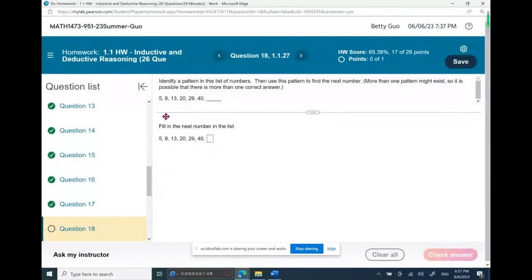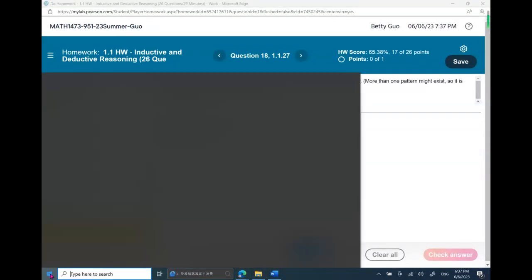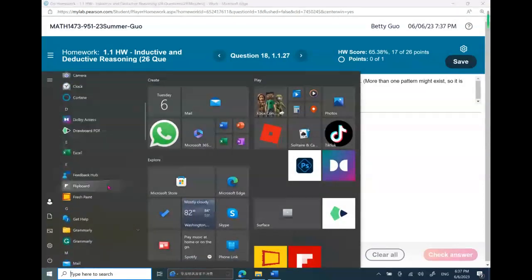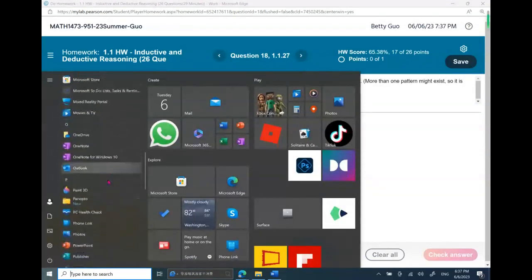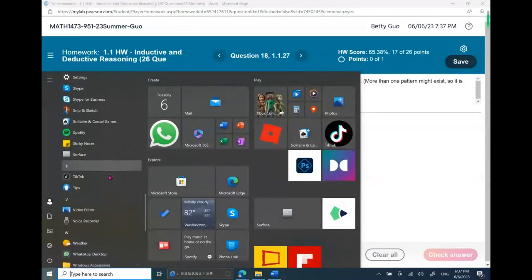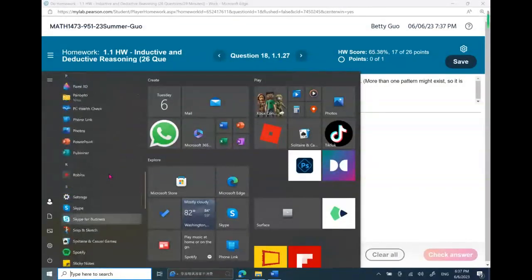Pattern again, from 5 to 8, 8 to 13. This is a good question. I'm going to copy paste. The difference has a pattern. Yeah. The difference has a pattern.